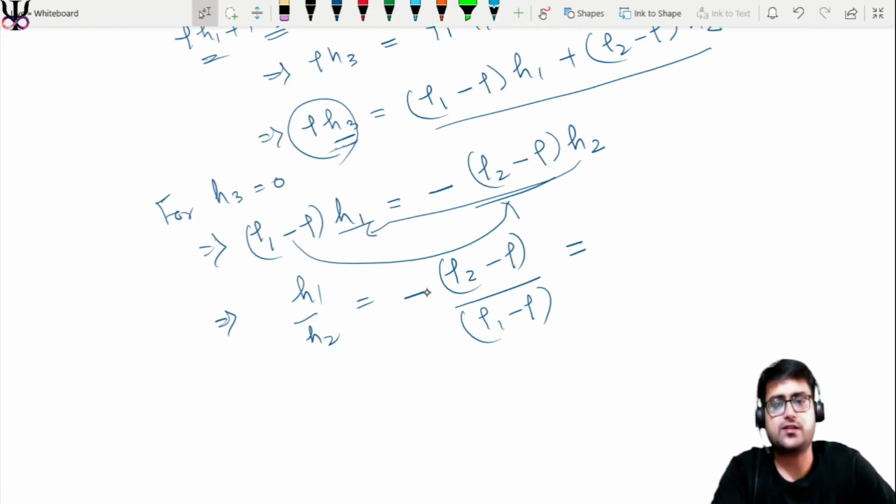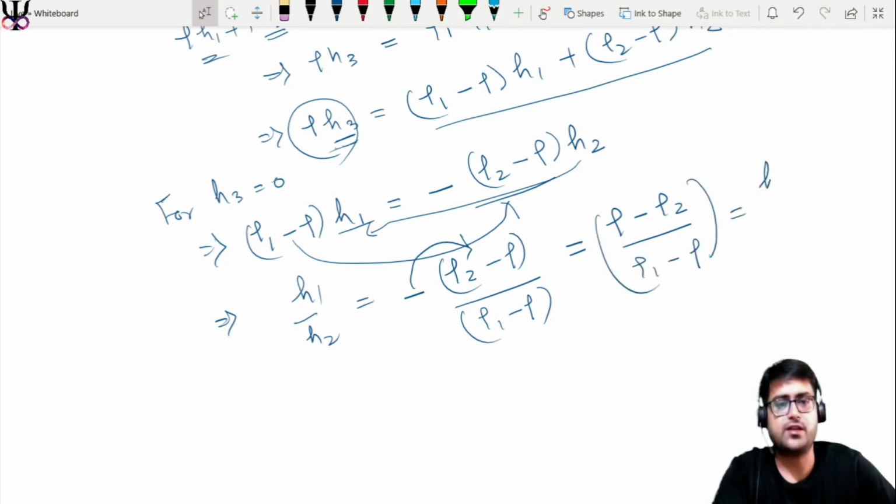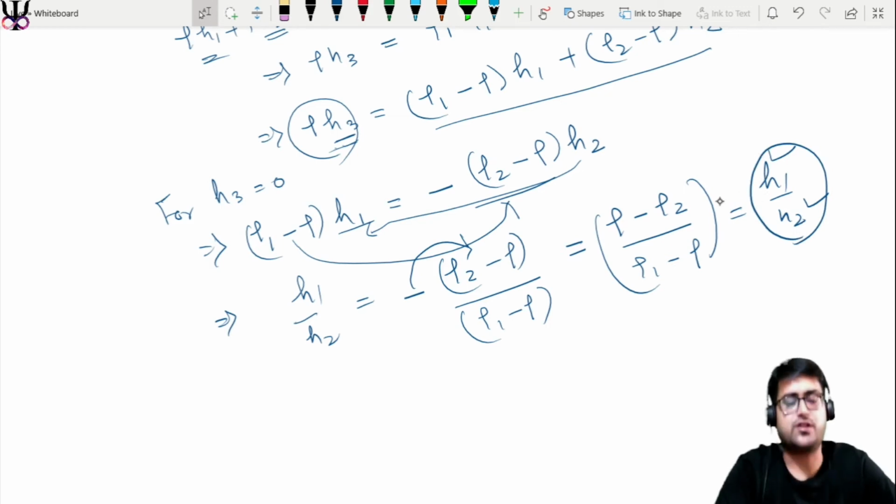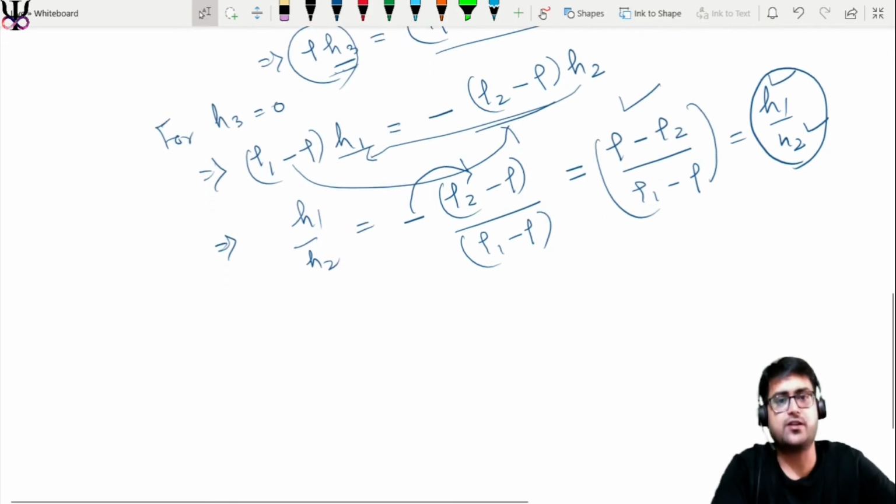Okay, in that case, if I take the negative inside the parenthesis and open it, it's going to be (ρ − ρ2)/(ρ1 − ρ) = h1/h2. Remember, h1 is positive, h2 is positive, so h1 upon h2 is a positive quantity, correct? That means the left hand side has to be positive. When will it be positive? When either both numerator and denominator are positive, or both numerator and denominator are negative.